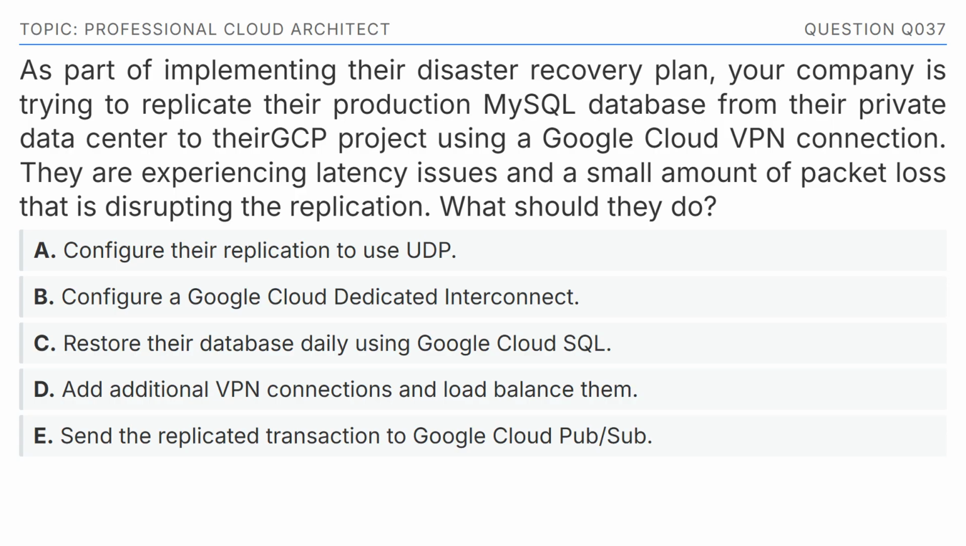Option B, configure a Google Cloud dedicated interconnect. Option C, restore their database daily using Google Cloud SQL. Option D, add additional VPN connections and load balance them. Option E, send the replicated transaction to Google Cloud Pub/Sub.